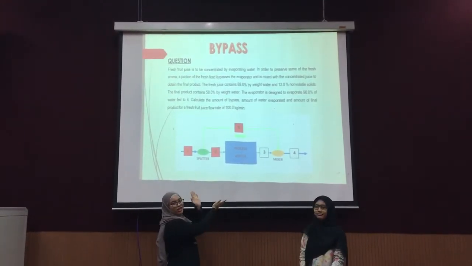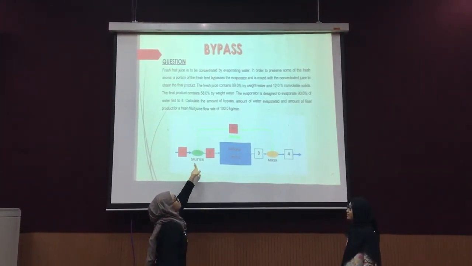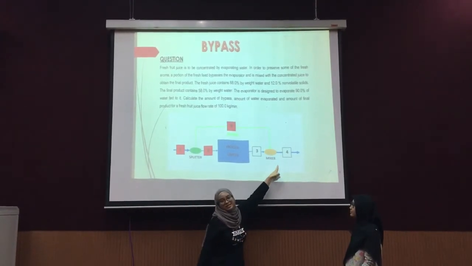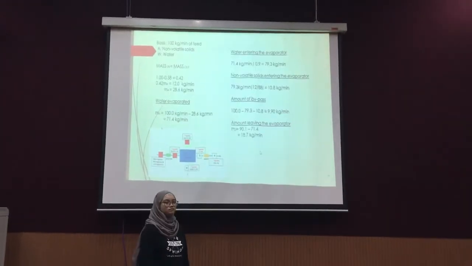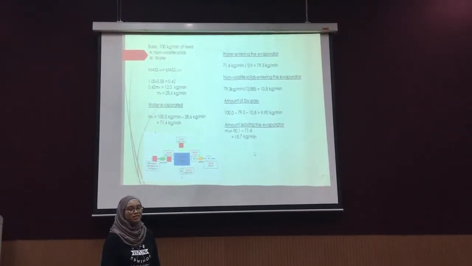So this is a flow diagram based on the question given, and as you can see, this is the bypass stream. It skips from the splitter to the mixer. For this question, we use 100 kg per minute of feed as the basis.